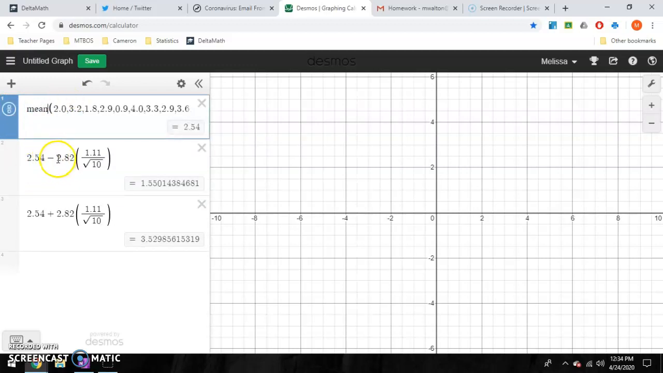We're subtracting away 2.82 standard deviations. What is a standard deviation? Well, first off, we have to figure out what is our standard deviation. STDEV, that's 1.11 GPA points, divided by the square root of 10, which represents our sample size. And then our two endpoints are 1.55 and 3.53. So we are confident that the average GPA is somewhere in between 1.55 and 3.53.